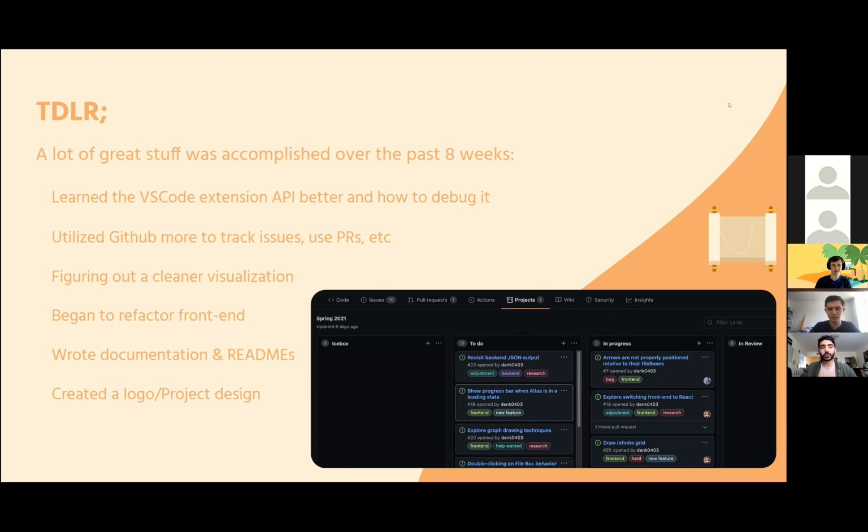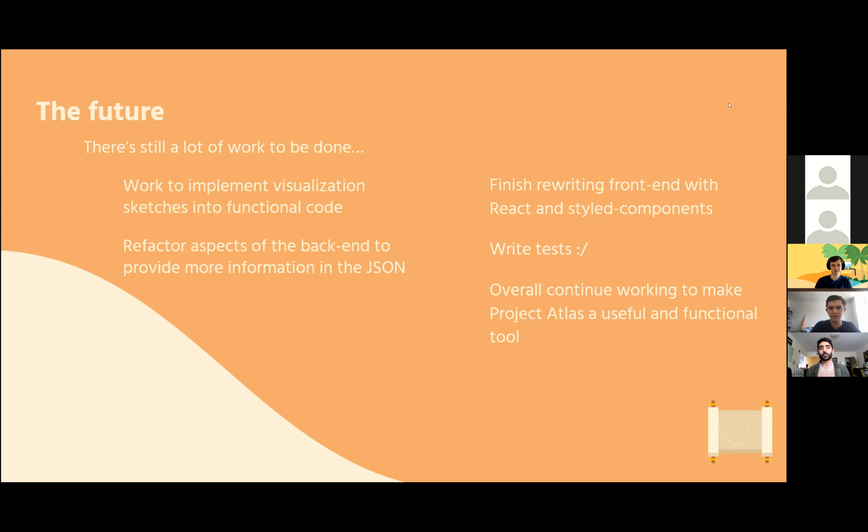I'm really excited to see what will happen in the future, because there's still a lot of work to be done. Now that we have a better front end, we can begin to implement our actual visualization and make it more usable. As I touched upon in the last slide, there's also refactoring of our backend to provide more information in our JSON serialization. And we do need to write tests. As a former Fundies TA, some professors may not be happy with me, so I apologize, but we will get to that at some point.